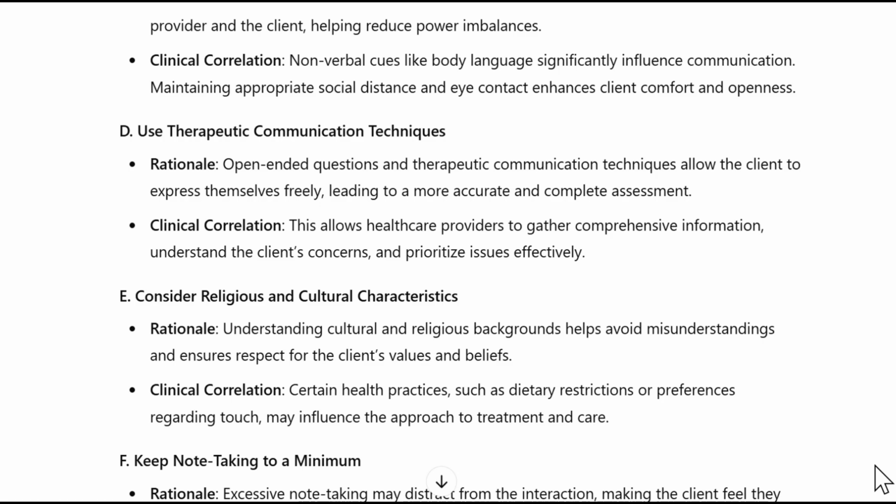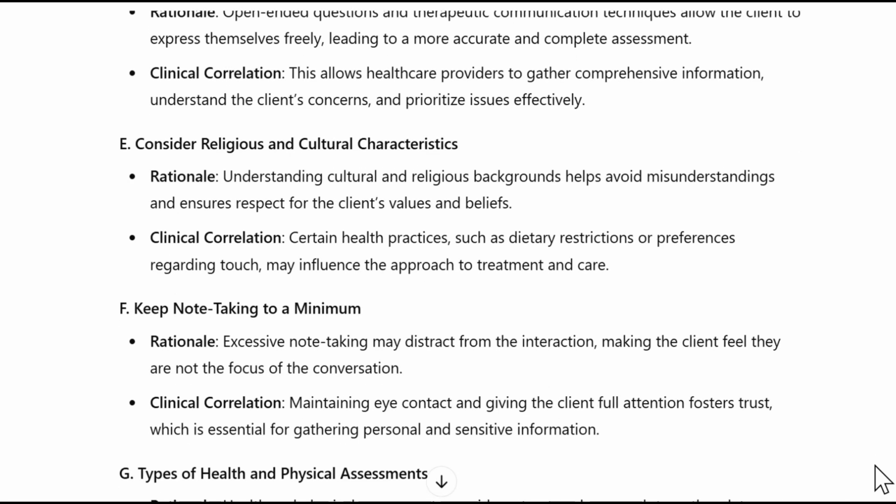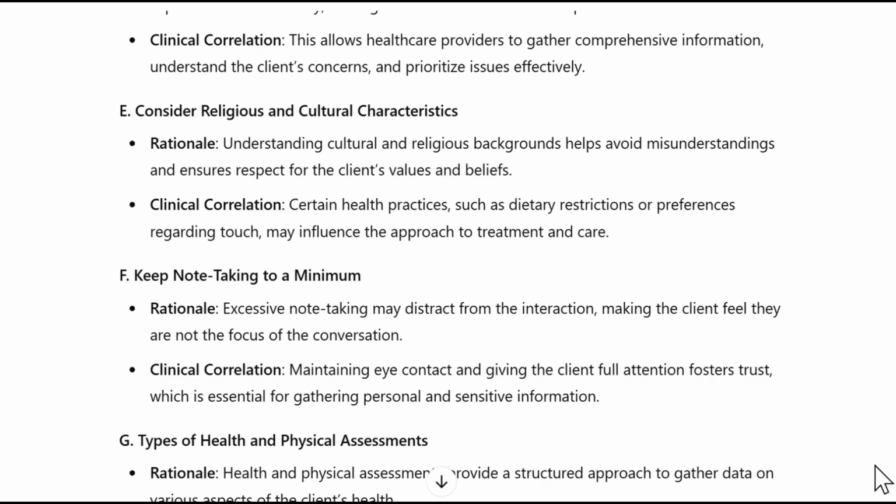E. Consider religious and cultural characteristics. Rationale. Understanding cultural and religious backgrounds helps avoid misunderstandings and ensures respect for the client's values and beliefs. Clinical correlation. Certain health practices, such as dietary restrictions or preferences regarding touch, may influence the approach to treatment and care.